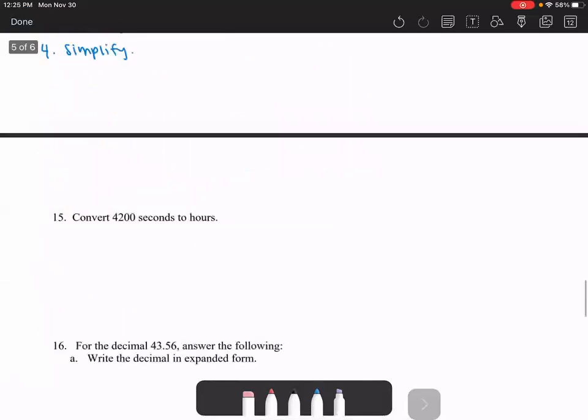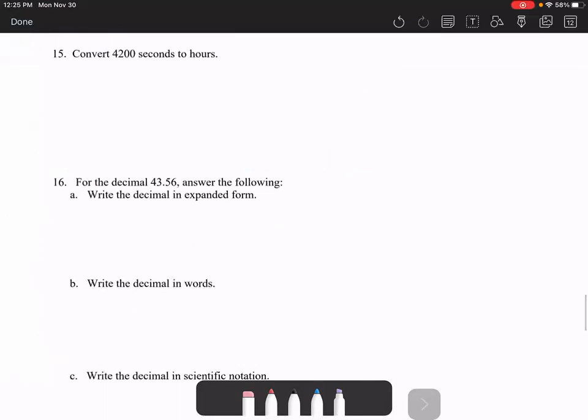Okay, so we're gonna go to number 15. Number 15 says to convert 4,200 seconds to hours. So this is a unit analysis question. If you don't remember unit analysis, I think it's in chapter 5, maybe chapter 4, one of those two. It's in the material for exam 2 for sure.